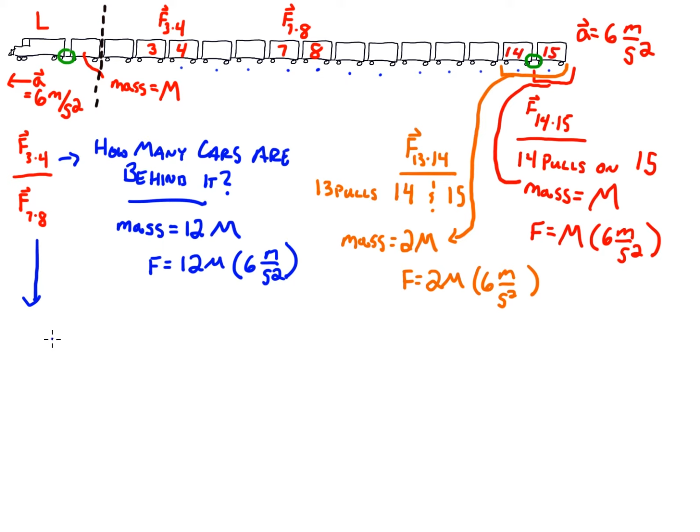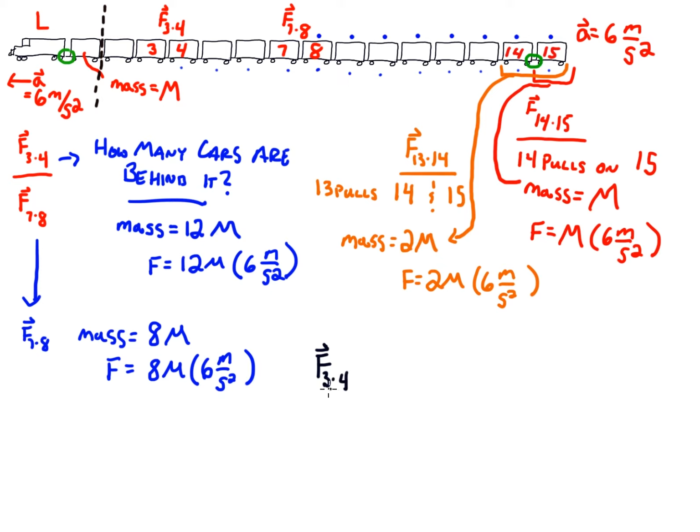What about the force between cars 7 and 8? According to the same reasoning as before, car 7 pulls on car 8, which is in turn pulling on all the masses behind it. And there are 1, 2, 3, 4, 5, 6, 7, 8 cars behind 7. So that would be pulling forward 8 masses at an acceleration of 6 meters per second squared.